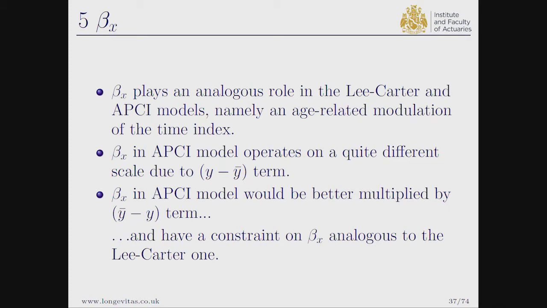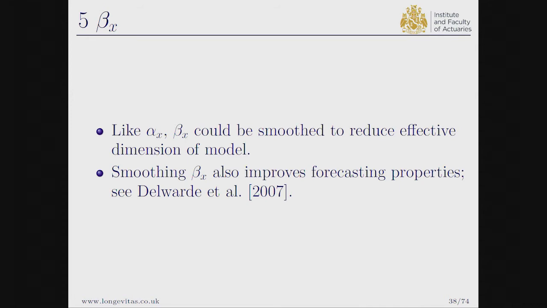And like alpha, the beta x could be usefully replaced with some kind of smooth curve to reduce the effective dimension of the model. But one important aspect is that smoothing the beta x actually improves the forecasting behavior of the model. There's a paper from Delwarde, Denuit and Eilers, which shows that smoothing the beta x terms in the Lee-Carter model helps reduce the risk that the projections at adjacent ages cross over in the future. So you would smooth beta x not just to reduce the dimension of the model, but it's important to smooth it to improve the forecasting properties as well.